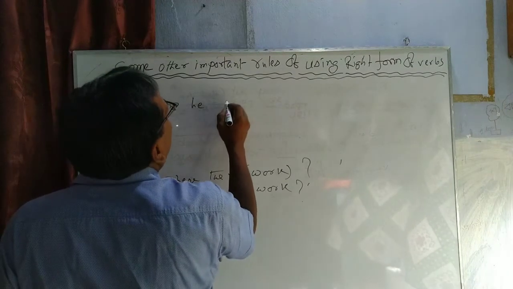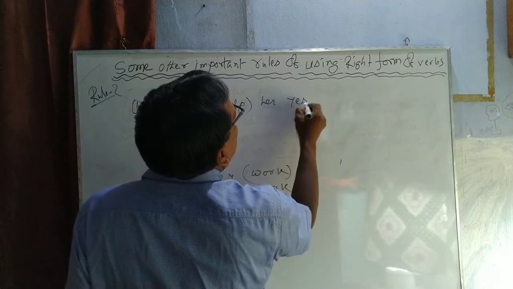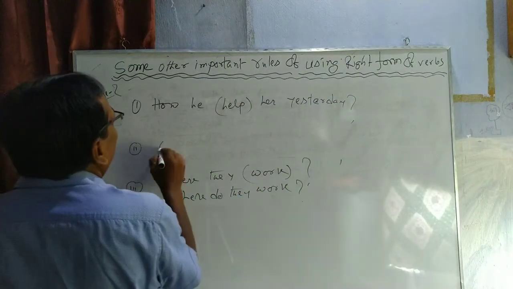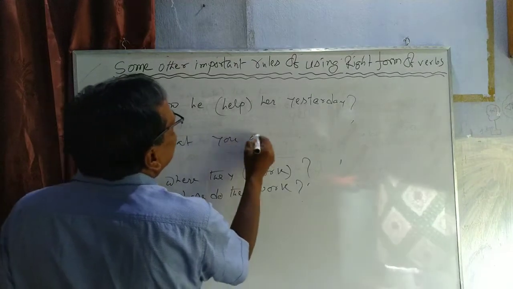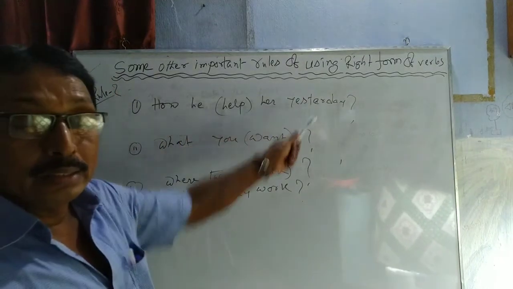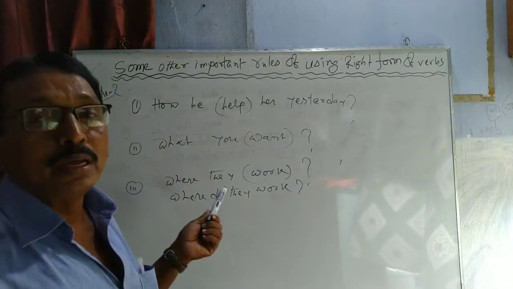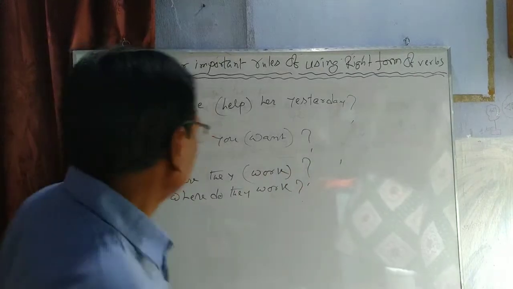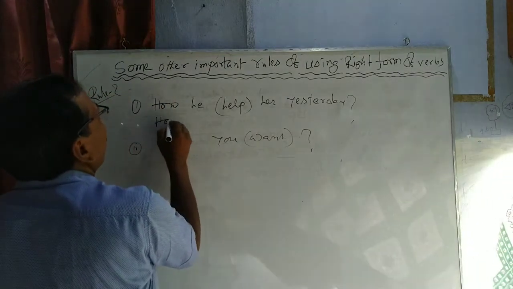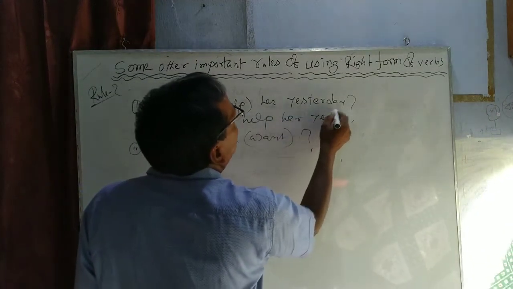How he help her yesterday? What you want? The first sentence, you see there is yesterday, so the sentence must be in the past tense. And what do you want? There is no indication of time, so it is in the present indefinite tense. So we must use did in the first sentence. How did he help her yesterday?